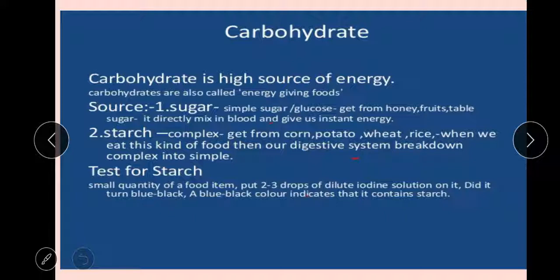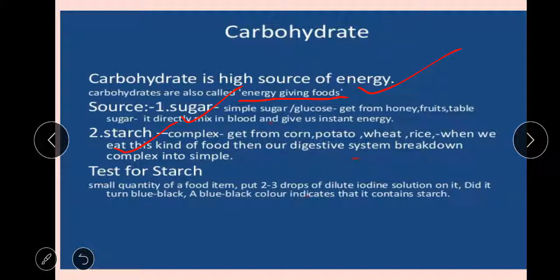Now let us know about carbohydrates. Carbohydrate is a high source of energy. Carbohydrates are also called energy giving food because they give us energy to work. What is the major source of carbohydrate? Sugar, starch, rice. These are all major sources of carbohydrates. Okay, sugar, starch, potato, and many more things.